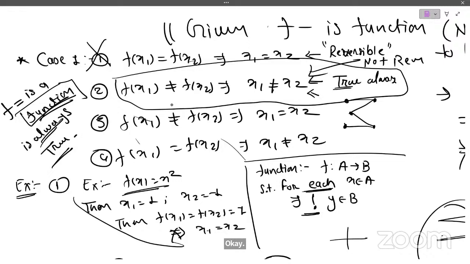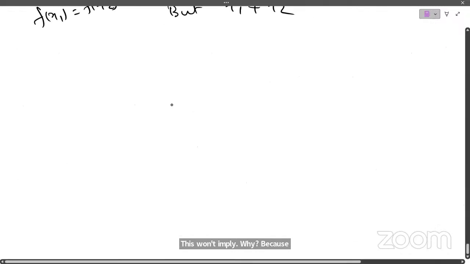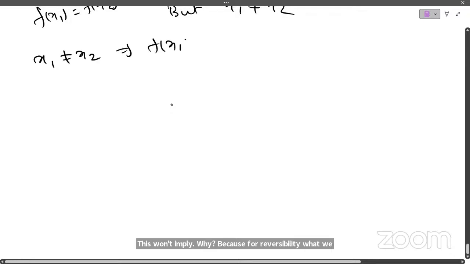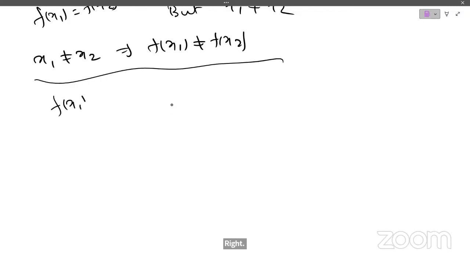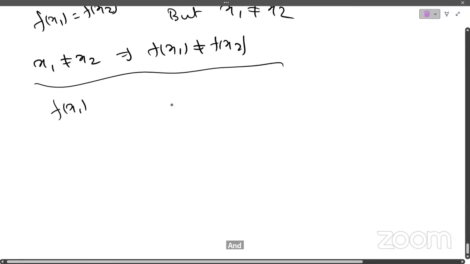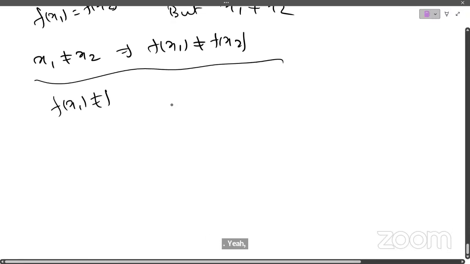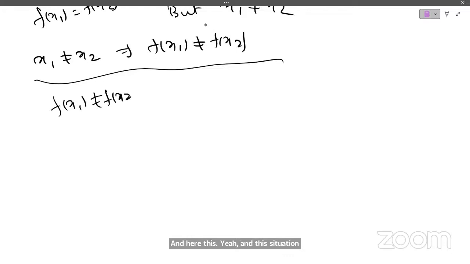For reversibility, we have the statement that x1 not equals x2 will imply f of x1 not equals f of x2, right? And here the opposite way: f of x1 not equals f of x2 implies x1 not equals x2. This statement is far different, okay?